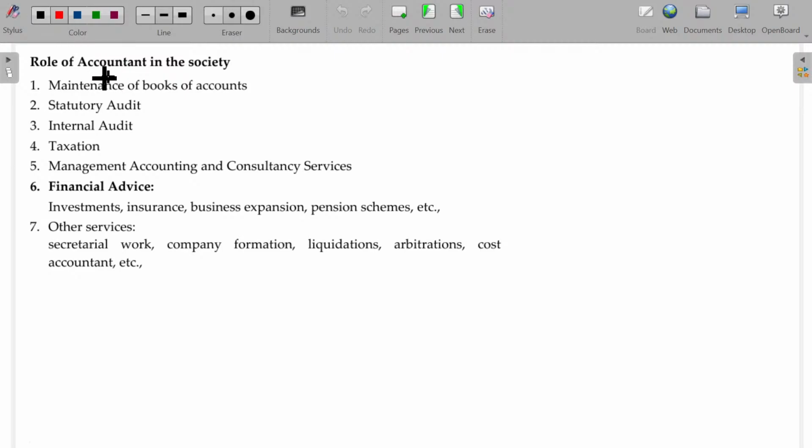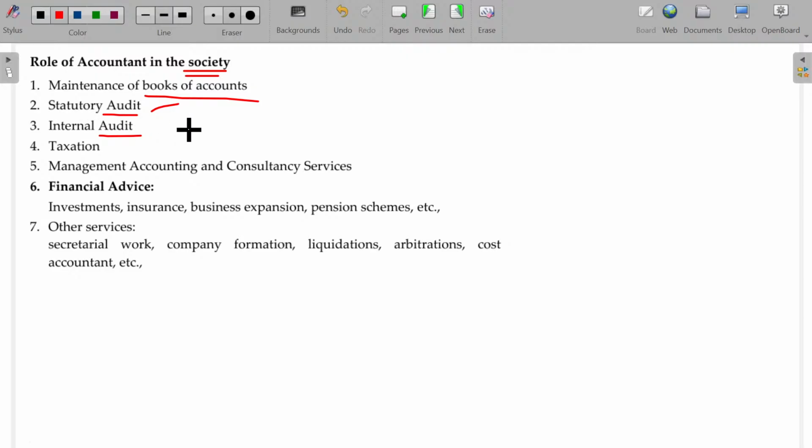Now, the role of an accountant in society. Once you become an accountant, what will you do in society? Very simple: audit. You can maintain the books of account. You can go for audit. Either it may be statutory audit or internal audit.